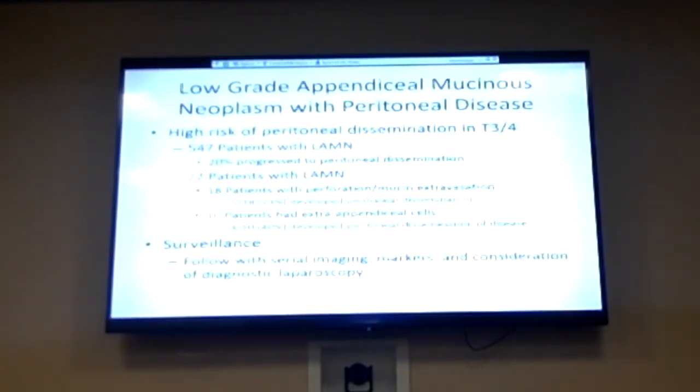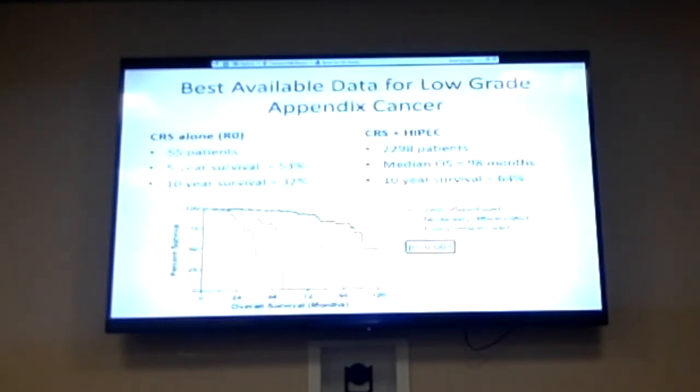So, low-grade appendiceal mucinous neoplasms with peritoneal disease, that's an indication. As you can see, there's a high risk of peritoneal dissemination in T3, T4, and then these patients are generally followed. So, best available data for low-grade appendix cancer. This is data from this institution. 55 patients received cytoreductive surgery alone, and you can see their 5-year survival there. And then with cytoreductive surgery and HIPEC, you can see vast improvement. So definitely for low-grade appendiceal cancer.